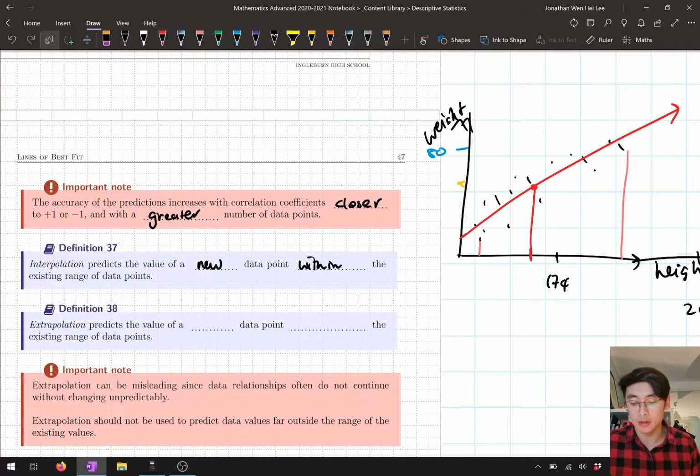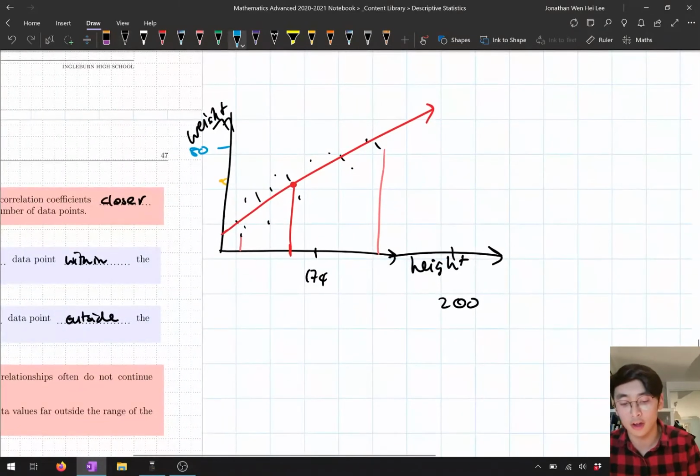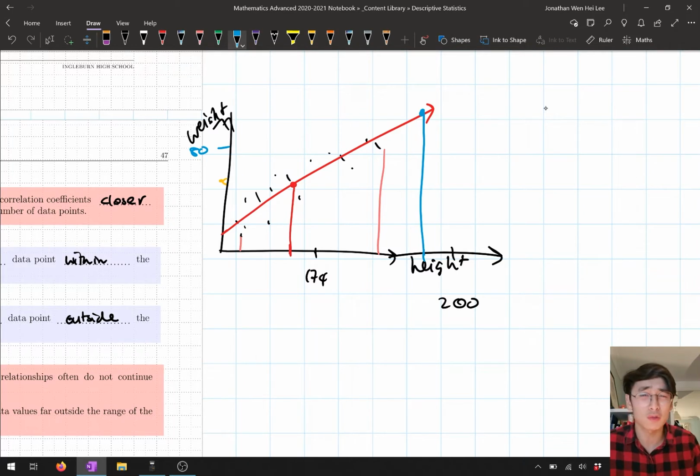Extrapolation, which is the other one, so interpolation, and the other one is extrapolation, is when we want to predict the value of a new data point which is outside the existing range of data points. So extrapolation is if I go, okay, I've got a new data point which is over here, which isn't inside my existing data, and I want to make a prediction about it. And which is why these least squares regression lines are used.